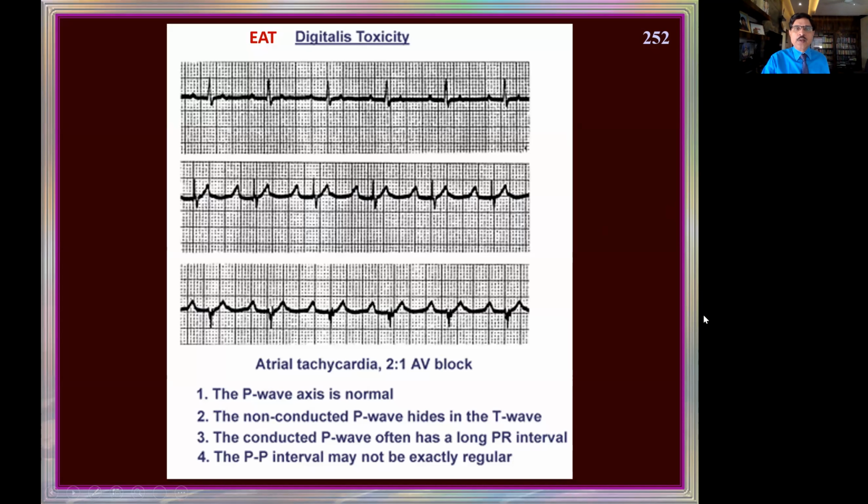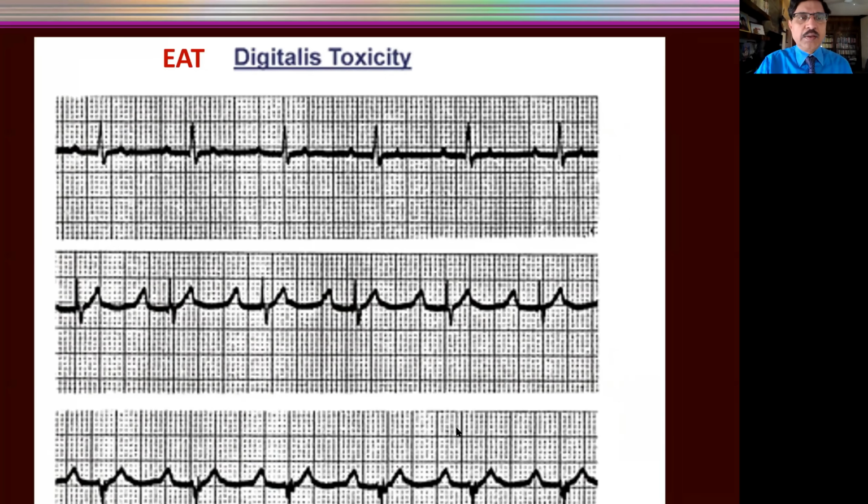This is due to digitalis toxicity. Now, first of all, let us look at the P waves. I'm going to enlarge this a little. You should be able to see it very clearly now. This is the normal looking P wave, and then you see a distorted P wave here, and another distortion here. So this is another P wave. This P wave is not conducted, whereas this P wave is conducted. This P wave is not conducted, and this P wave is conducted.